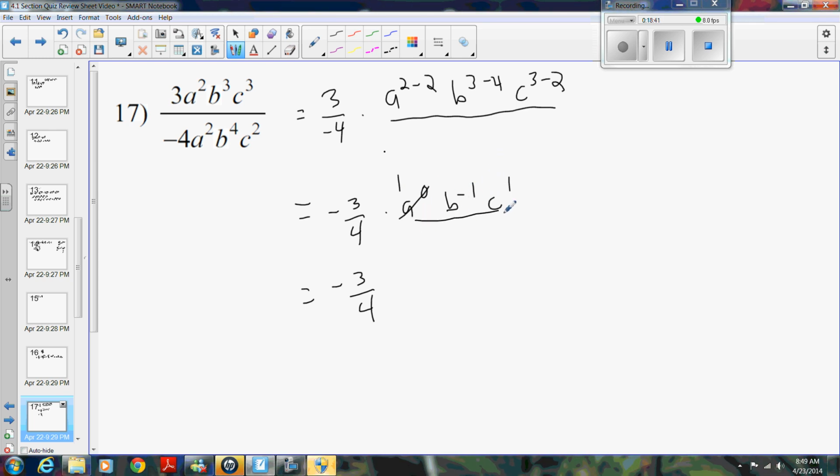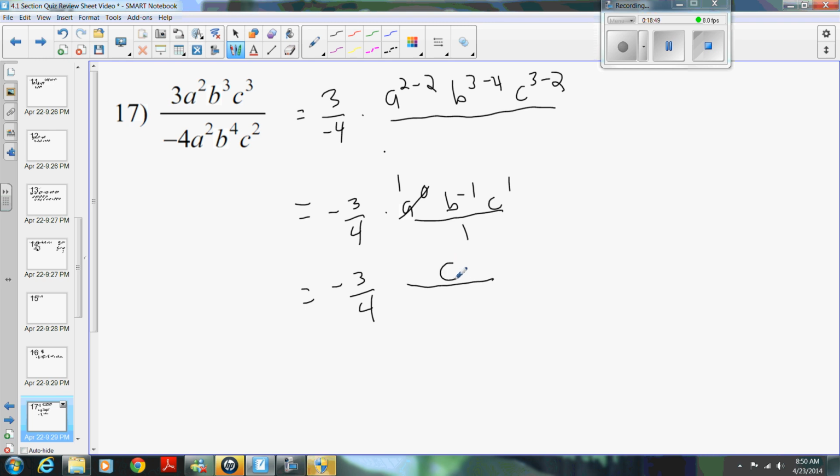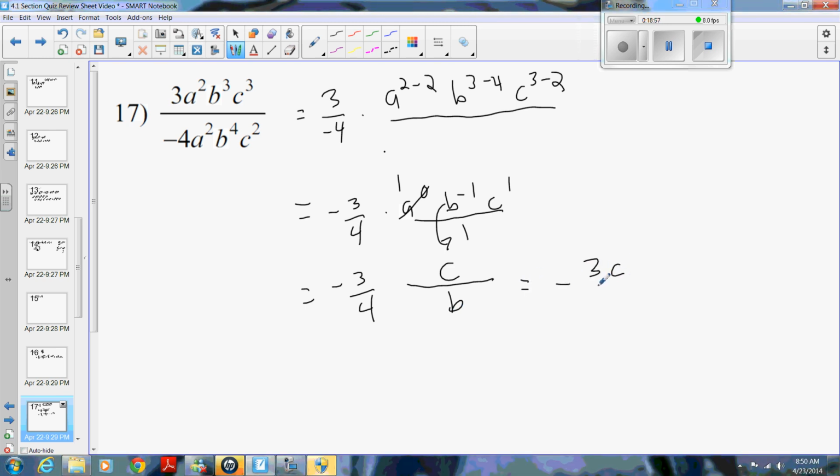Now you can consider this as a fraction. Anything with a negative exponent in the numerator bumps down to the denominator. So for that reason, my c stays, but my b moves down here, right? So what's my final result? It's just simply negative 3c over 4b.